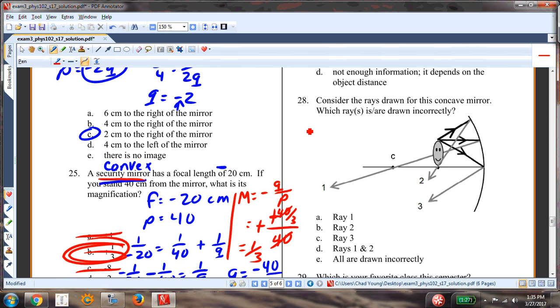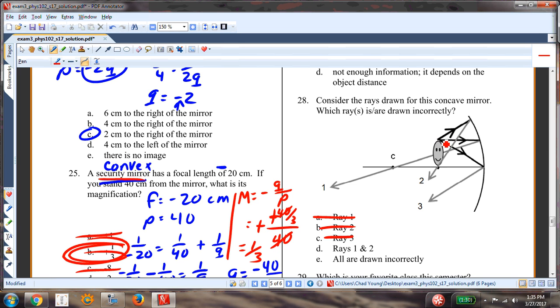Consider these rays. Which of these rays are drawn incorrectly? So here, notice that I'm at the focal point. And so you know that at the focal point for a concave mirror, all of my rays should be parallel. So at least 2 of these rays are wrong because none of them are parallel to one another. So I can get rid of this one and this one. It's got to be either D or E. So let's look at these rays.